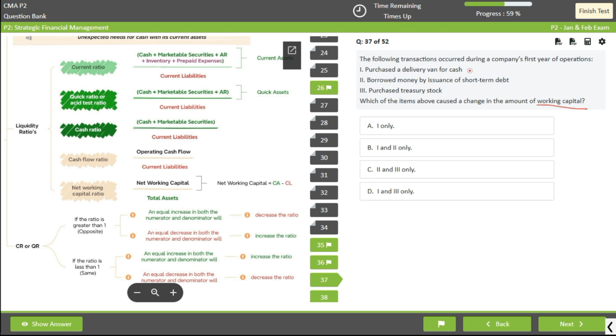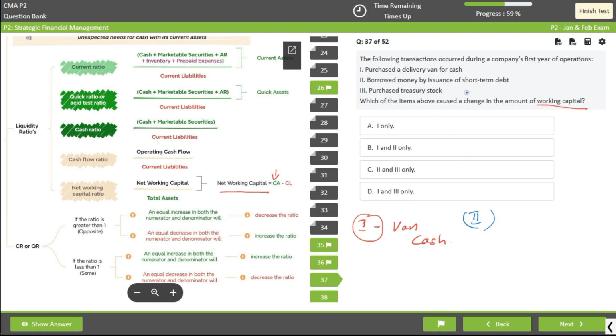So when you are purchasing a delivery van for cash, what entry do you pass first? You are going to debit your delivery van and you are going to credit the cash. So your cash is decreasing, right? If the cash decreases, your current assets decrease. So this one is going to affect your net working capital. Now let us see the second option.